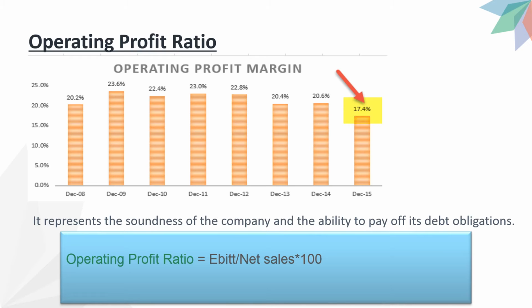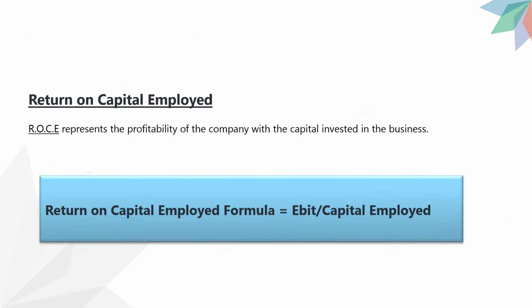17.4%. It represents the soundness of the company and the ability to pay off its debt obligations. Operating profit ratio equals EBIT divided by net sales times 100. Return on capital employed. ROCE represents the profitability of the company with the capital invested in the business. Return on capital employed formula equals EBIT divided by capital employed.